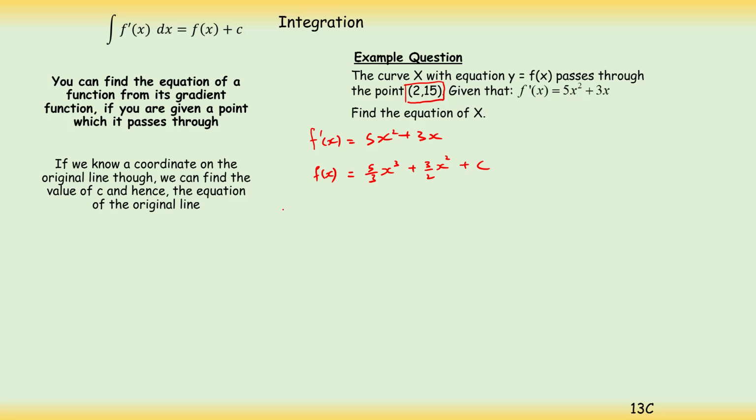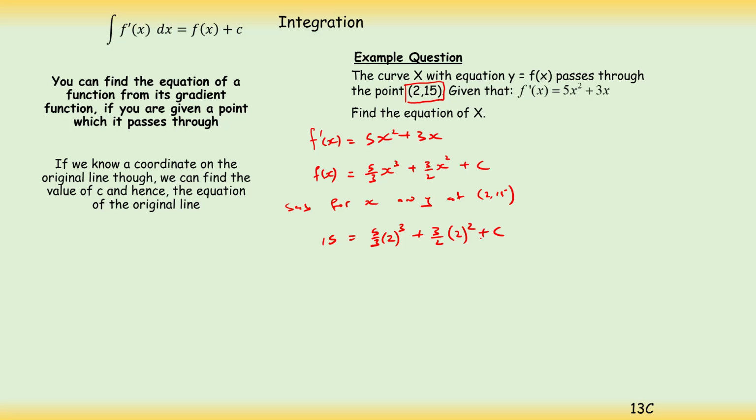So subbing that for x and y at (2, 15), we get 15 is equal to 5 over 3 x cubed, so 2 cubed, plus 3 over 2 times 2 squared plus c.